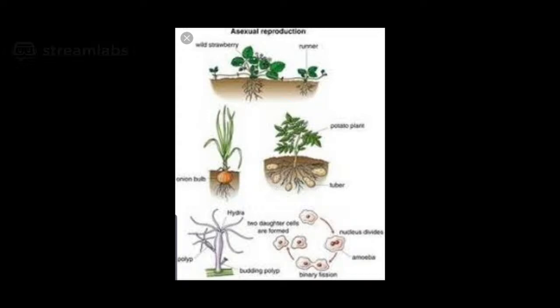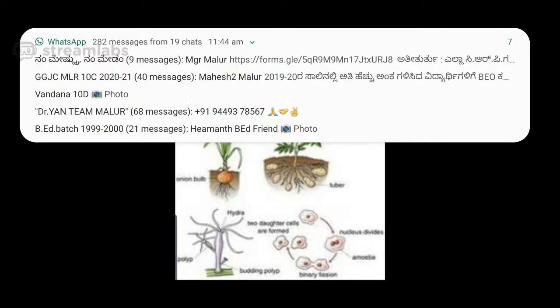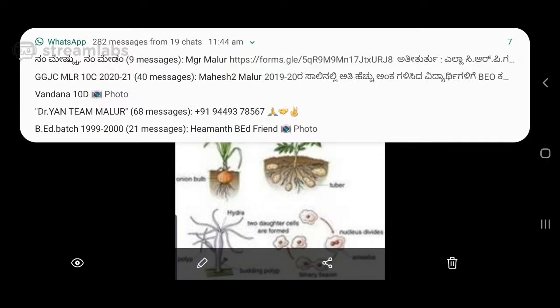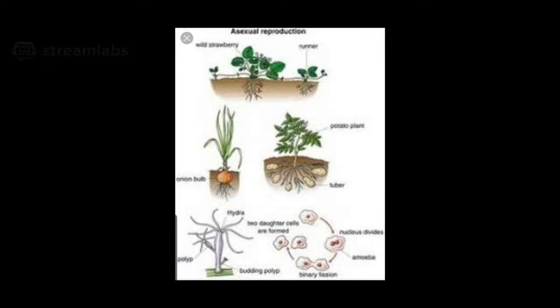And the fourth diagram, as you see, by budding. Budding is a process. External growth takes place on the organism. When it matured, it separates and grows as a new organism. That is budding process. And the last one is binary fission. That is, one organism develop into two new individual organisms by dividing into two equal halves.